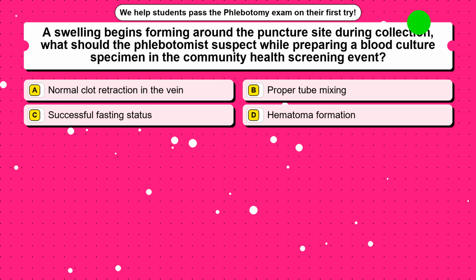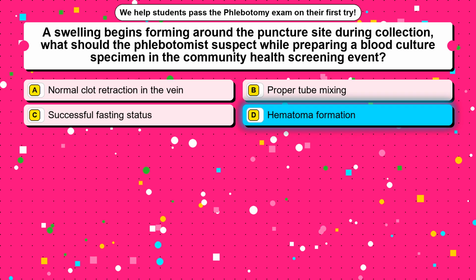Question 24. A swelling begins forming around the puncture site during collection. What should the phlebotomist suspect while preparing a blood culture specimen in the community health screening event? Option A. Normal clot retraction in the vein. Option B. Proper tube mixing. Option C. Successful fasting status. Option D. Hematoma formation. The correct answer is option D.